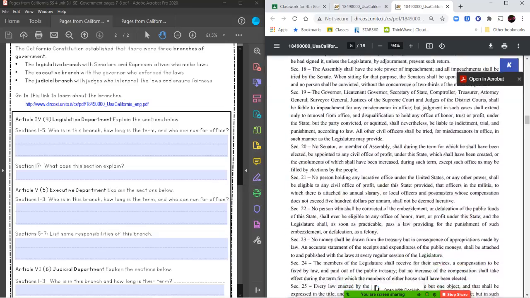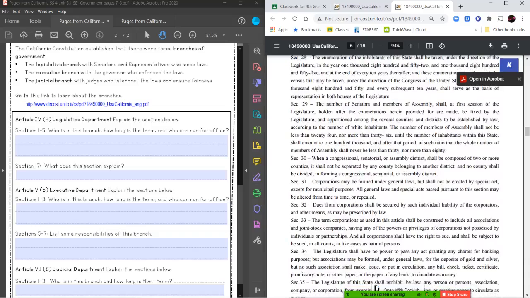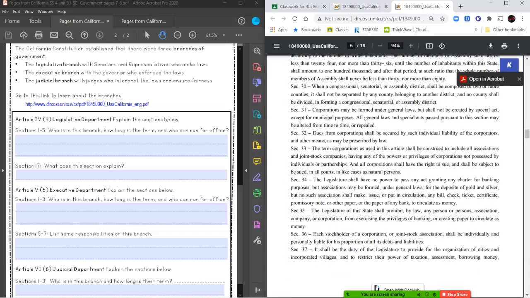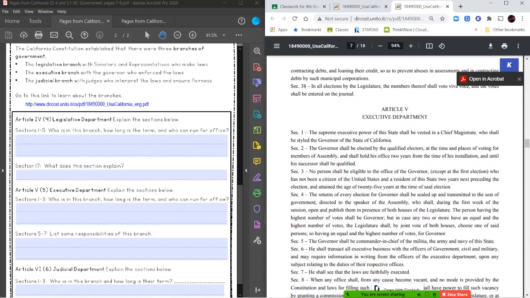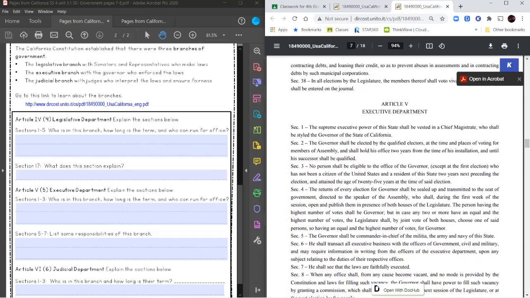Now for Article 5, we're going to scroll down and we're going to be reading about the executive department or the executive branch, and we're going to be reading sections 1 to 3. Who is in this branch? How long is the term? And who can run for office?